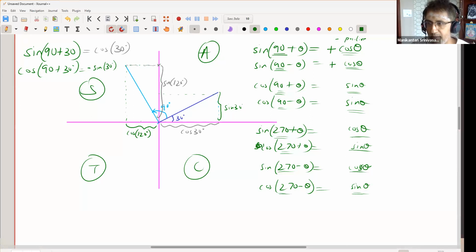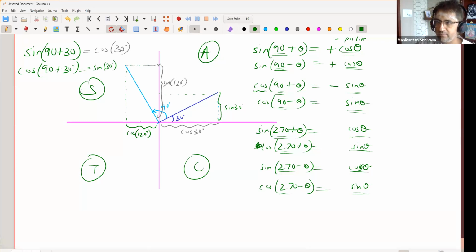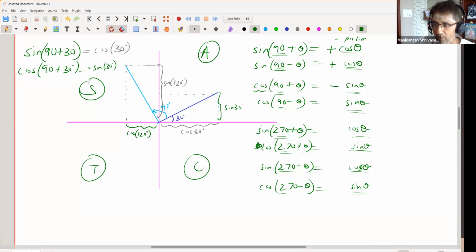Cos of 90 plus theta. The 90 plus theta angle will fall in the second quadrant. In the second quadrant, we know cos is negative, and therefore it's negative sine theta. That's it. You already know it's some version of sine theta. The only question you had is plus or minus, and that you have answered now.